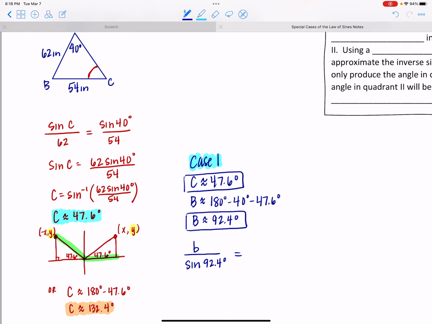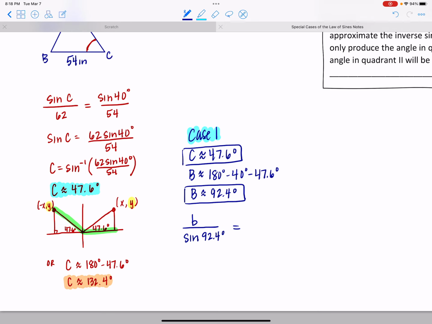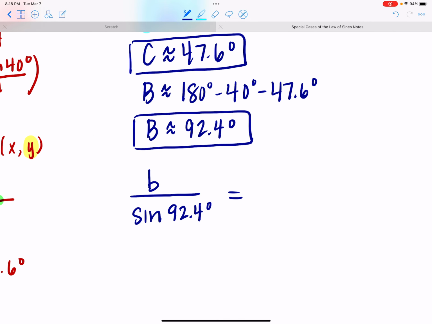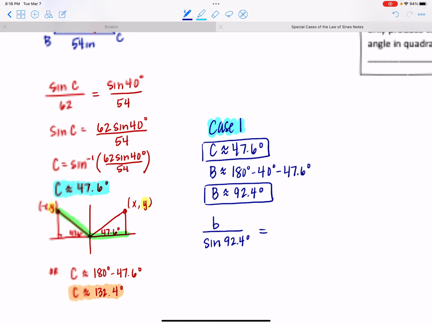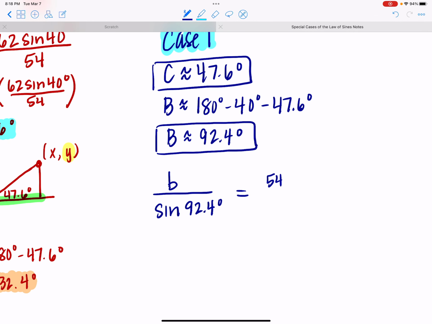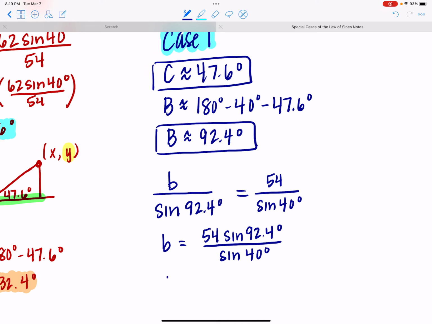I don't have to do any rounding because I can use the sine of A with side A. Side A was, I forgot, 54. And then sine of A, which was 40 degrees. So to solve for B, it's being divided. I just need to multiply. Again, multiplying both sides by the sine of 92.4 is going to land that on the top of this fraction. So B is going to be equal to exactly 54 times the sine of 92.4 degrees divided by the sine of 40 degrees. That's my exact answer.